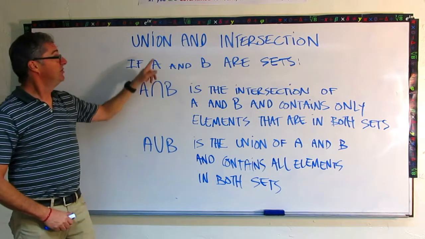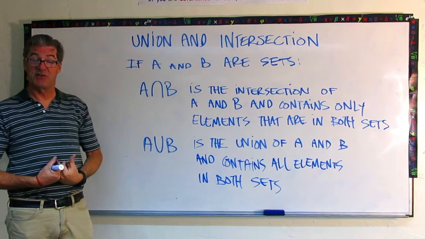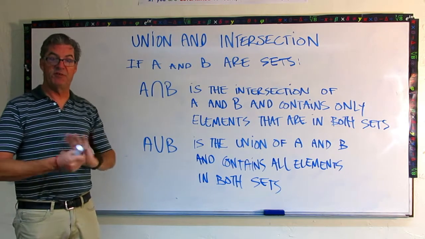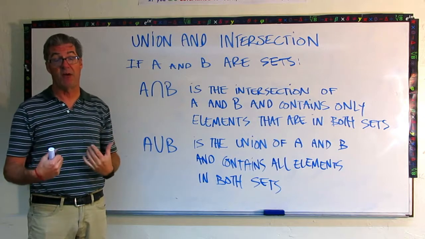Today's topic: union and intersection. These are two ways that sets can interact with each other. So we're going to talk about what these two terms mean, then we're going to throw up some Venn diagrams and some examples to show how that works.